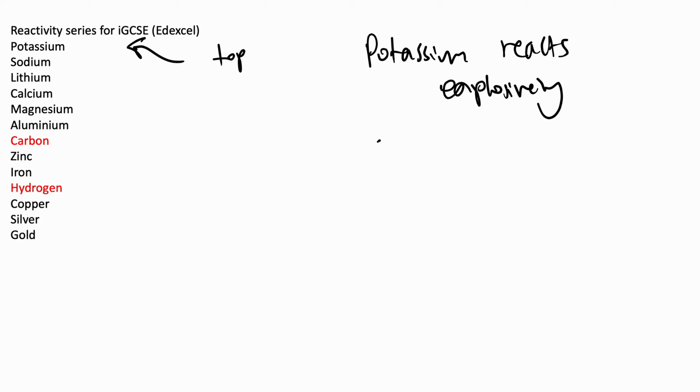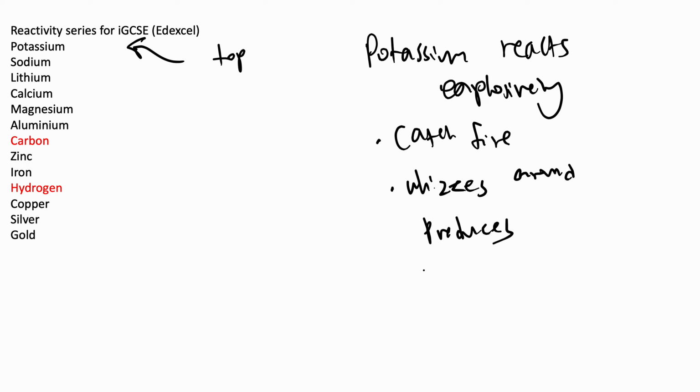So potassium reacts explosively. It can potentially catch on fire, and it whizzes around producing hydrogen. Because remember, the metal plus the hydrochloric acid goes to form salt plus hydrogen gas. So it's going to react explosively, producing a salt, but it also produces hydrogen gas. You just need to understand that the higher in the reactivity series, the more explosive it is. As you go down, it's going to be less explosive.